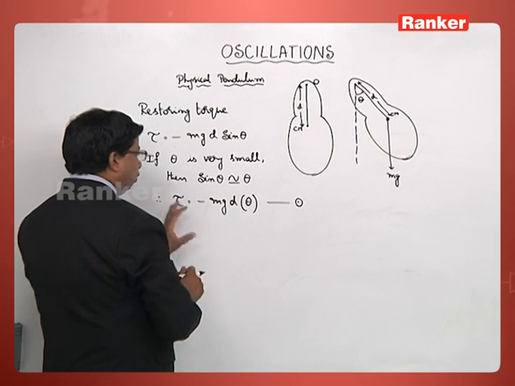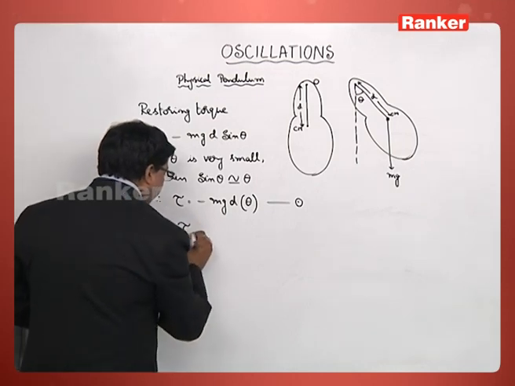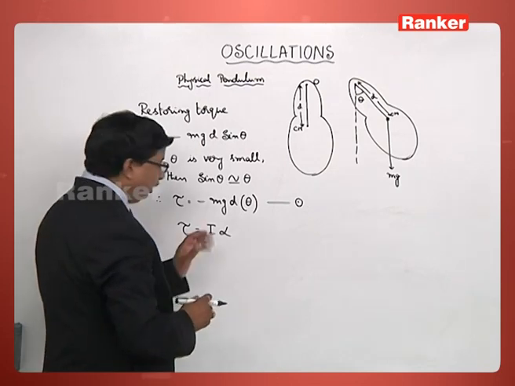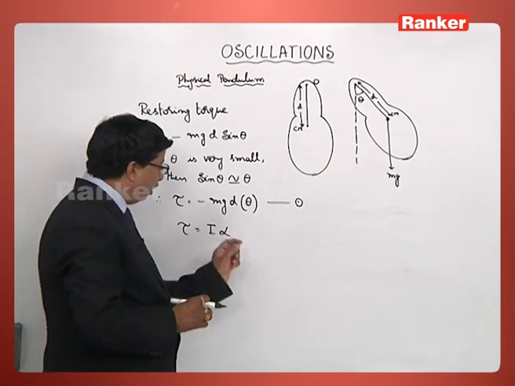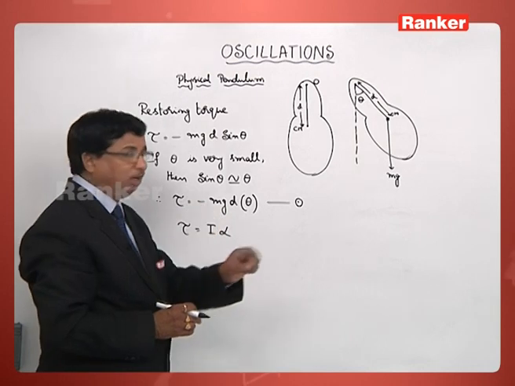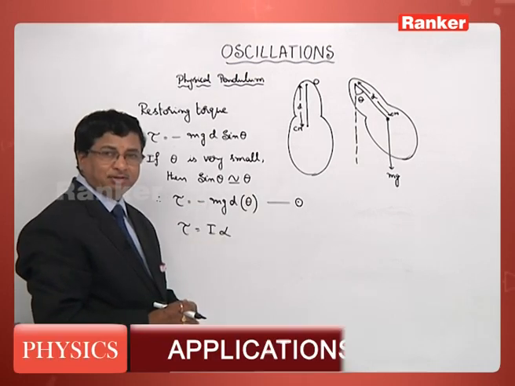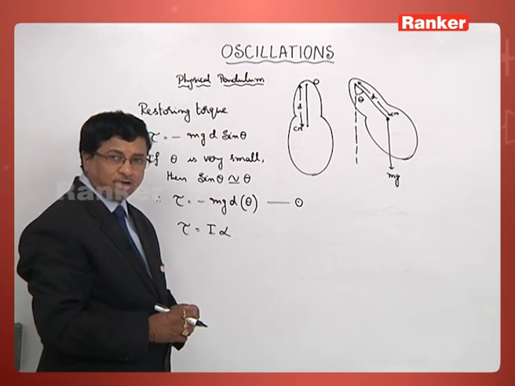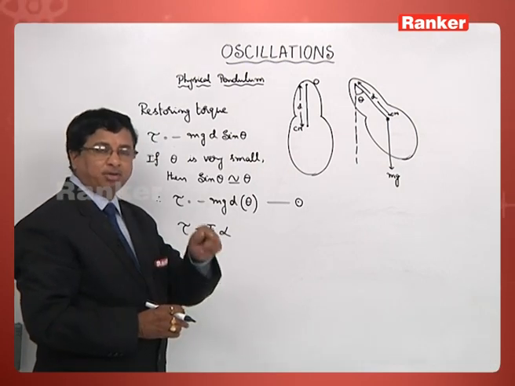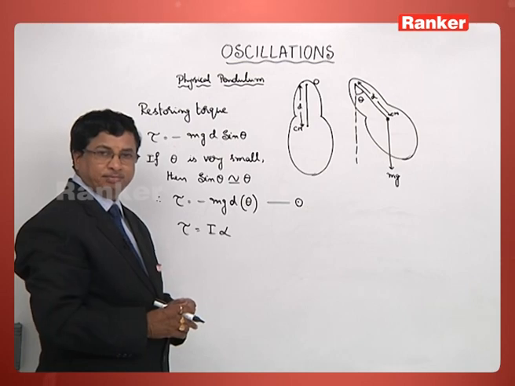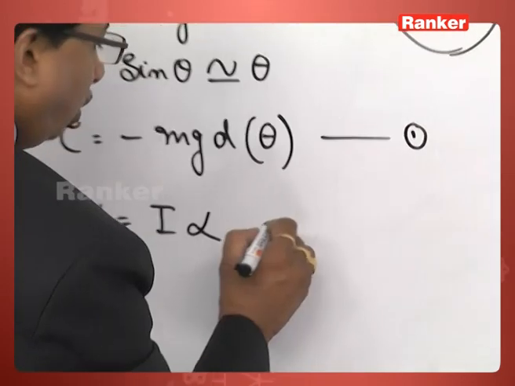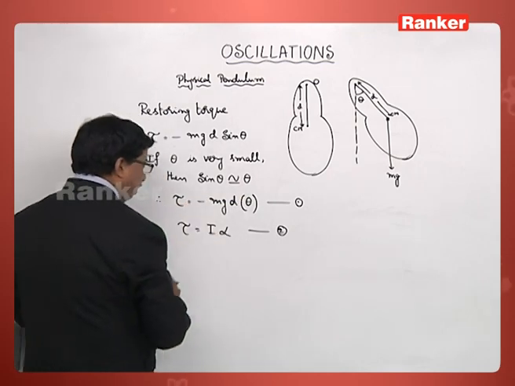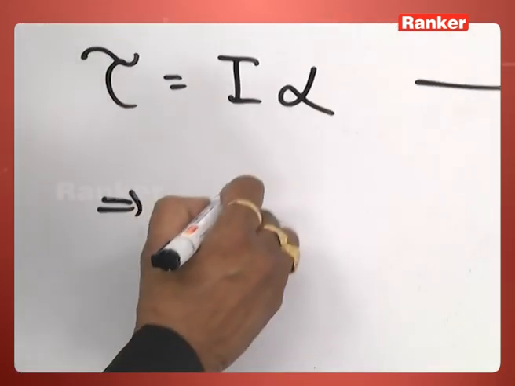When I consider this is the torque, in true sense we know torque is going to be I alpha, where I is the moment of inertia and alpha is the angular acceleration of this body. That means, what kind of harmonic motion is it now to be called? It is angular simple harmonic motion. So, the moment I write torque as I alpha here, these two are supposed to be equal. So, what can I write now from this?